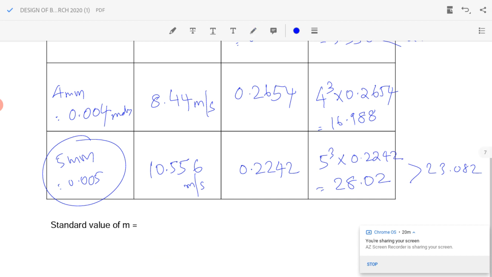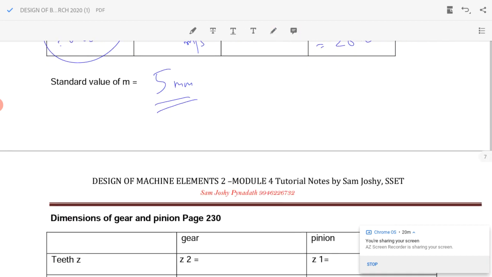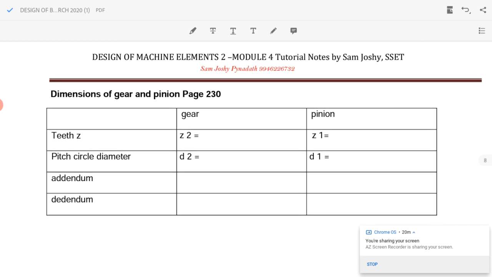This completes our third step. Now we can find the dimensions of the gear in terms of the M from page 230. I can find all those values, Z1, Z2. Some of the values are known. Z2 equal to 96, Z1 equal to 32. D1 equal to M Z1, which is 32 into 5, 160 mm. Similarly, D2 will be equal to 160 into 3, 480 mm. Similarly, I can find the addendum and dedendum in terms of module.